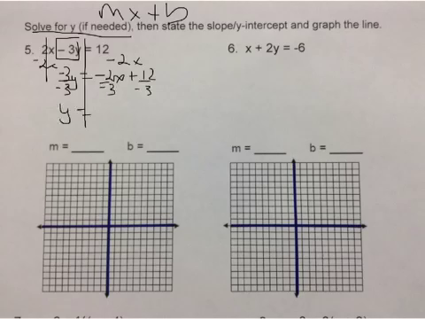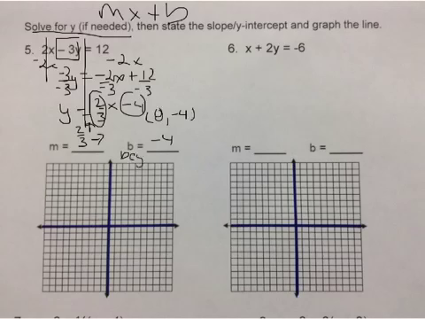So that becomes y equals, when I type this in my calculator, negative 2 divided by negative 3, I get 2 thirds. It goes positive, and then 12 divided by negative 3 is negative 4. So here's my m, and here's my b. So 2 thirds, which is up 2, right 3. And negative 4 is 0, negative 4.